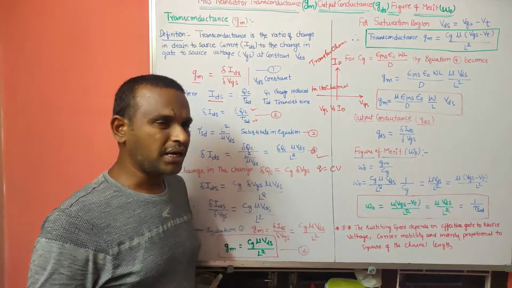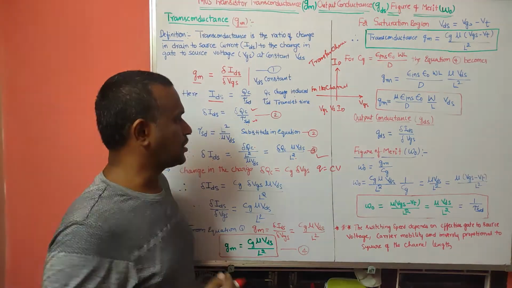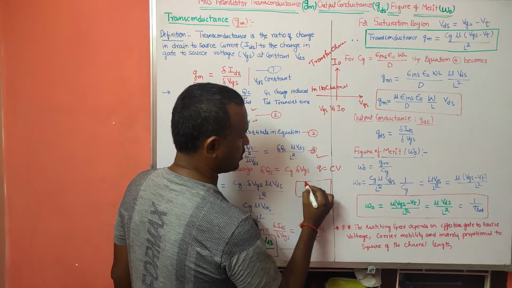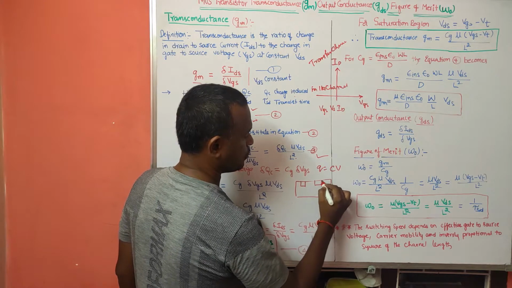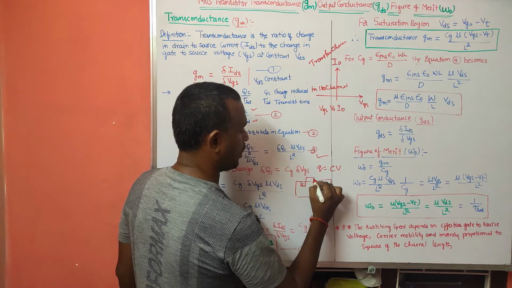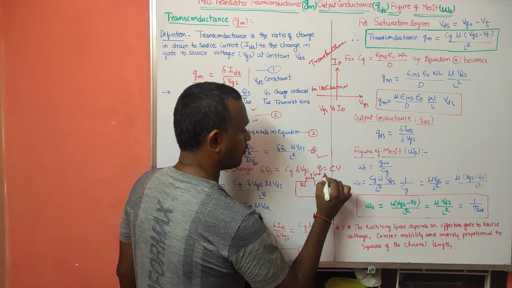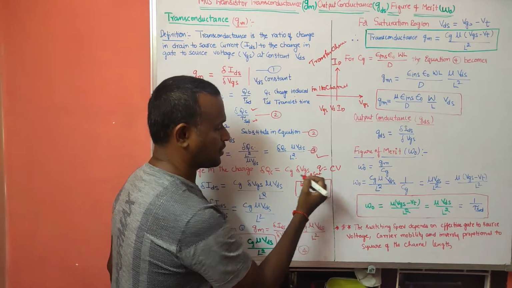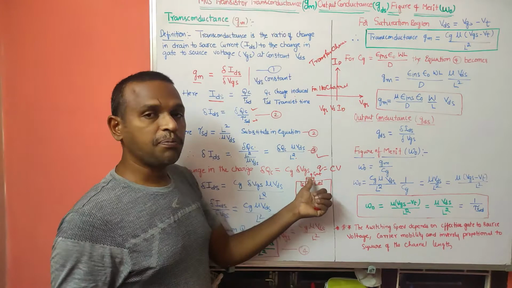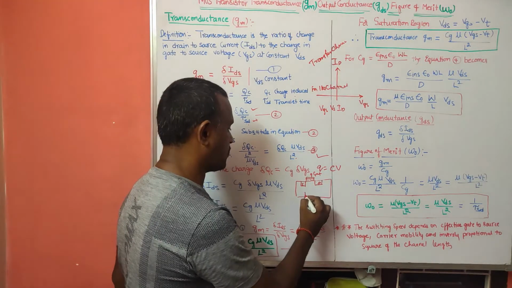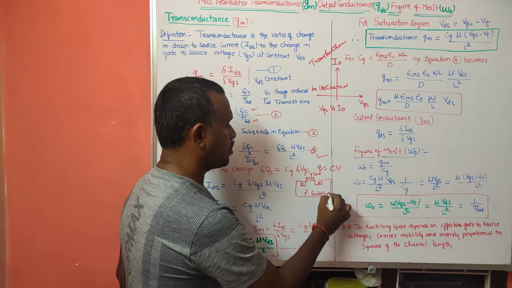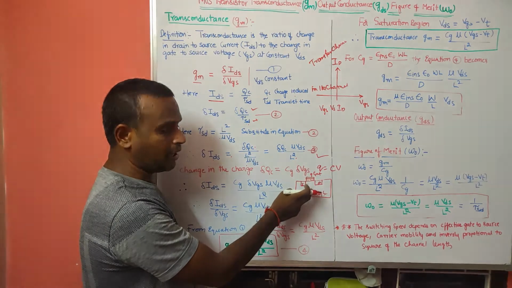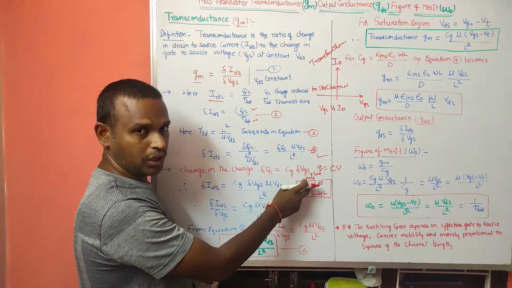So what is QC here? QC is nothing but, if you consider the transistor, here we have source and drain, and here we have the gate. This is polysilicon, and this one is the oxide layer, SiO2. Between the polysilicon and the substrate, if I consider a P substrate, this will act as a capacitor. So between the gate and the substrate we have the SiO2 layer.